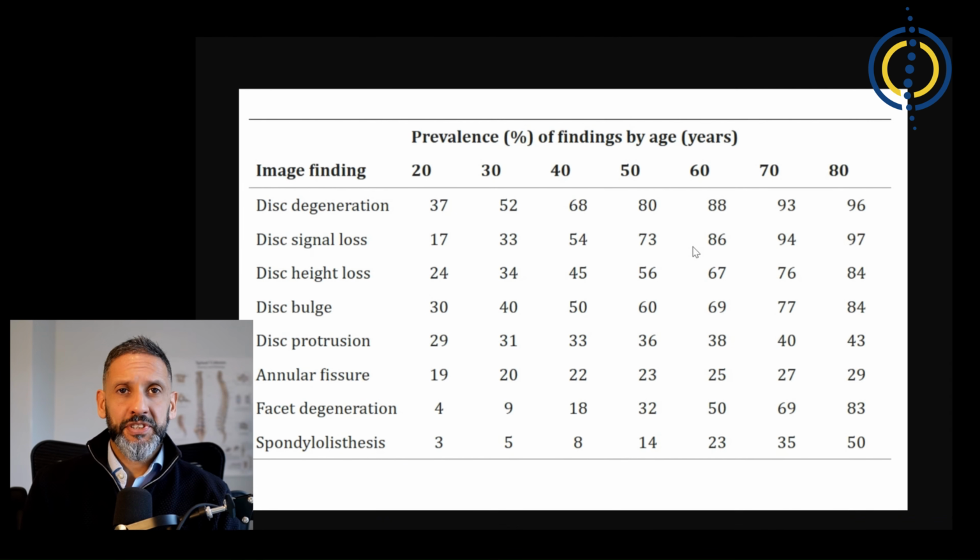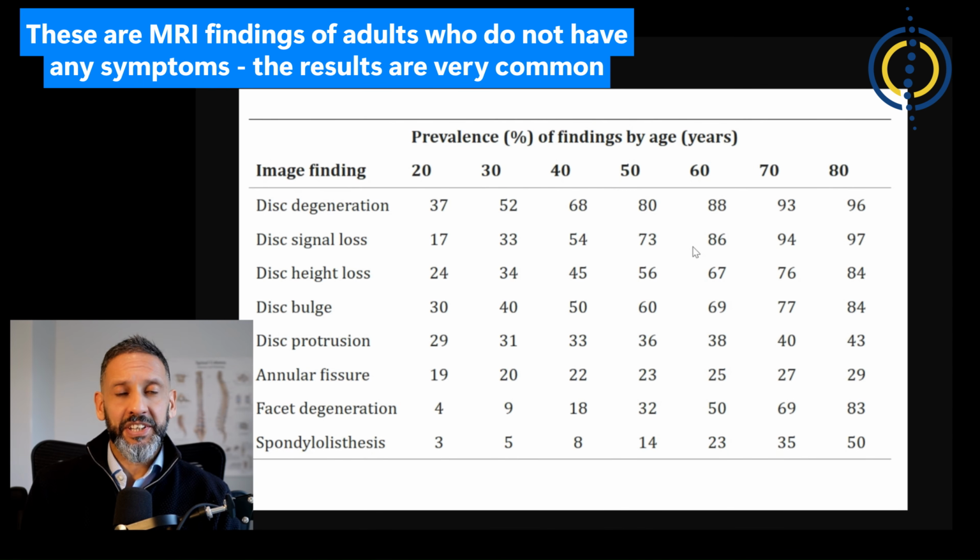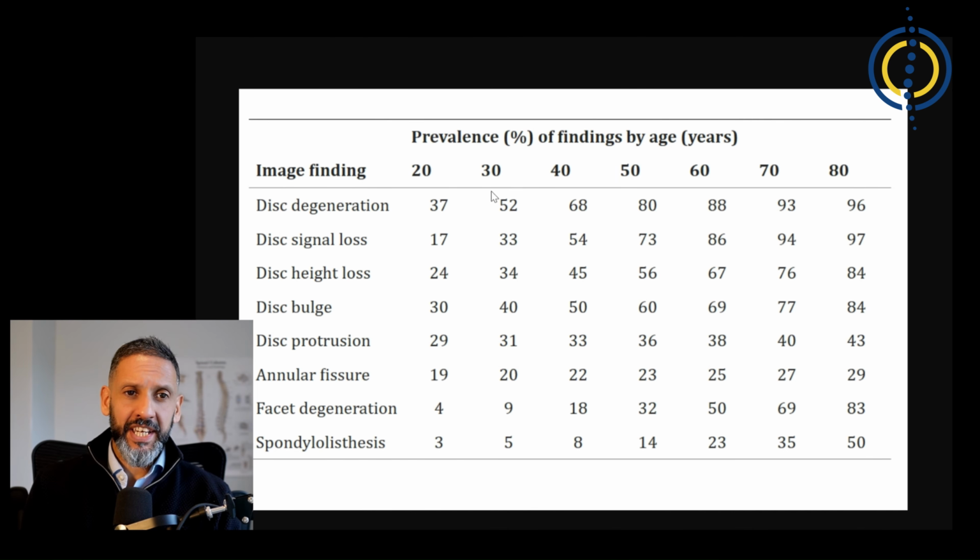Here is some data from a study that looked at MRI scans in adults of different ages who do not have any symptoms. And if we can see here, these are the different types of degenerative changes or wear and tear changes. So disc degeneration, signal loss, disc bulges, facet joint degeneration, and many others. And then in the different age groups, we can see the percentages of people with these changes. At the age of 50 and up, we can see that 80% of us without symptoms will have some form of disc wear and tear. And then a good number of us will have all of the other mentioned changes without any symptom.